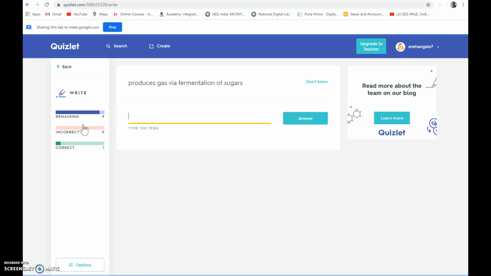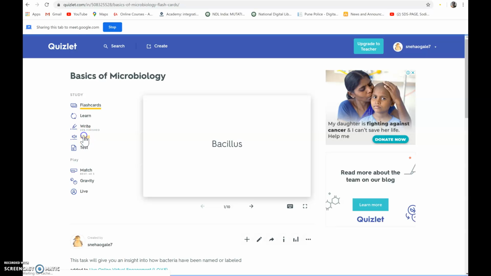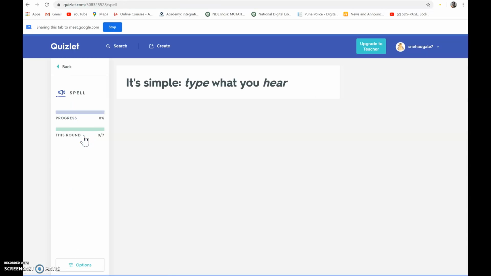The organism that produces gas via fermentation of sugars. K. aerogenous. So here I have given them explanation for the names of cells, how these different species are named. These names have certain meanings. Now they can check the spellings.